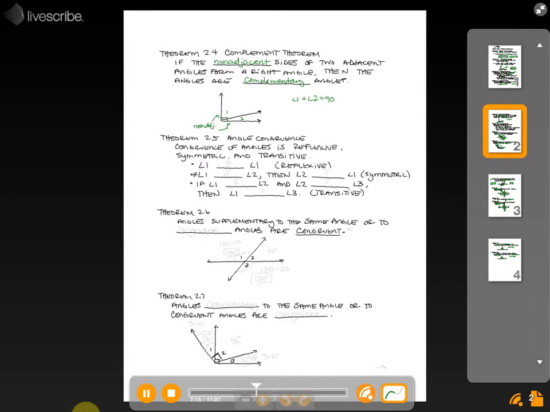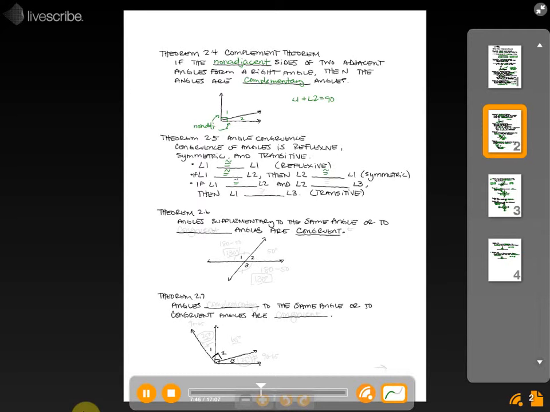Now, Theorem 2.5 is the angle congruence theorem. It's very similar to the segment congruence one. It says that congruence of angles is reflexive, symmetric, and transitive. Remember, reflexive means the mirror, it's the same on both sides. Symmetric, they can switch places around the equal sign or the congruent sign in this case. So for the second part, if angle 1 is congruent to angle 2, then they can switch places, and we can say angle 2 is congruent to angle 1.